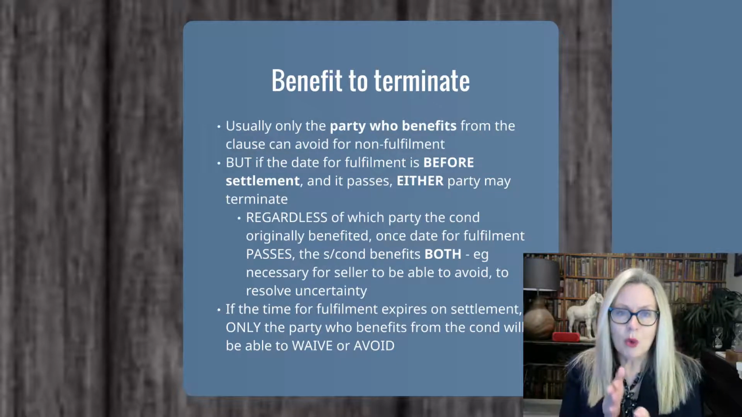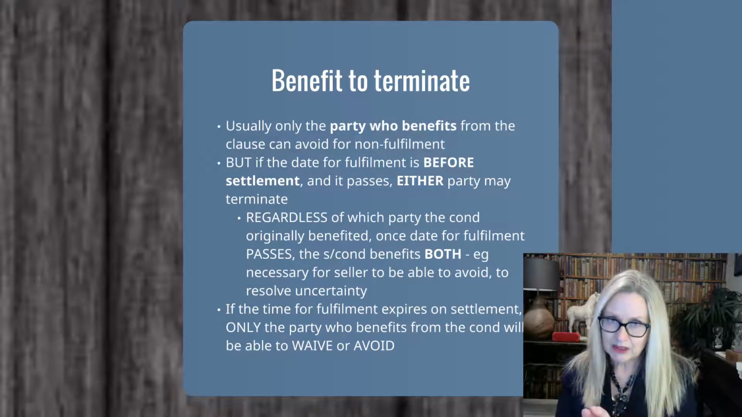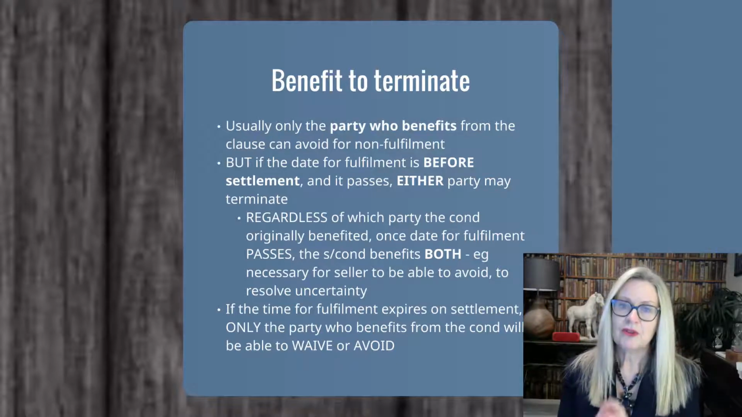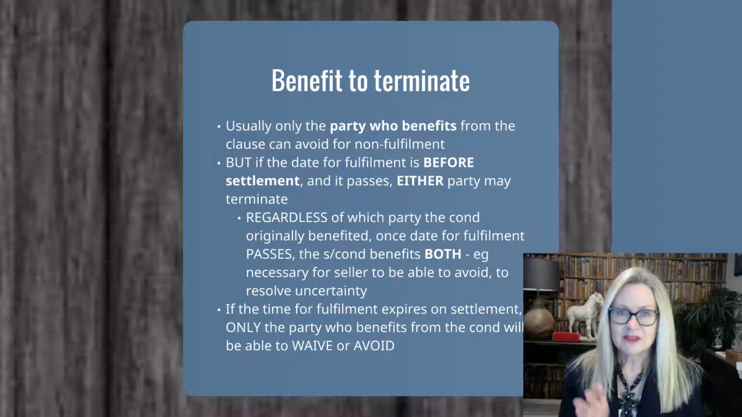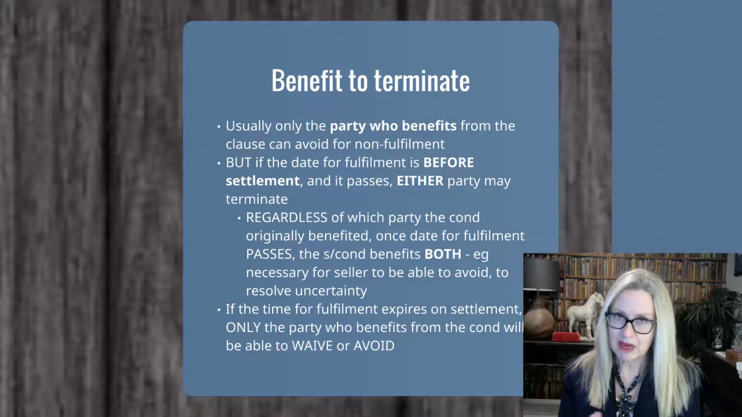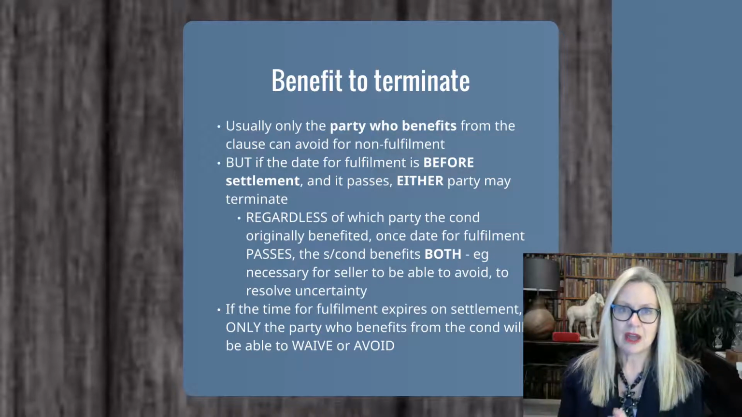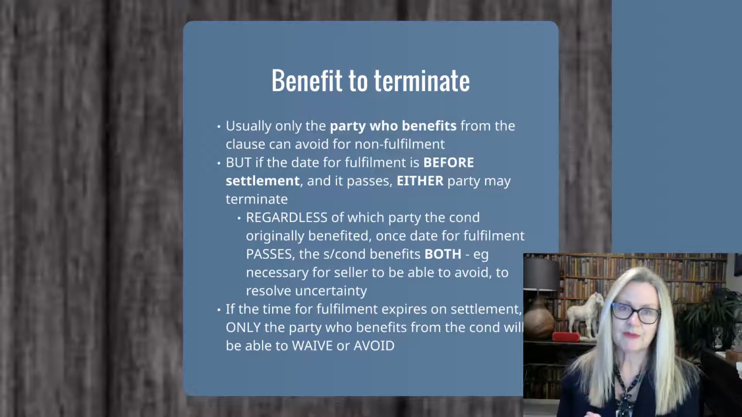Okay, so once the date for fulfillment passes, if that date is pre-settlement, either party will then be able to terminate that contract, even if the special condition was originally inserted for the benefit of, as I said in my example, the buyer. Okay, the seller has a legitimate right after the passing of that date to work out what they want to do with the contract, and at that point, once the date's passed, either party can terminate.